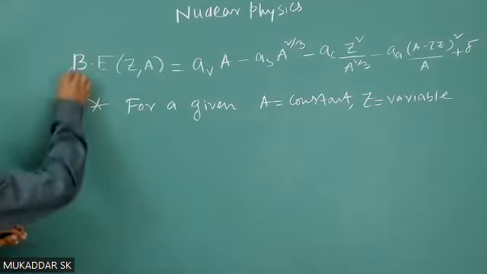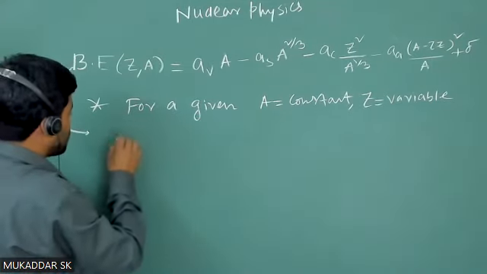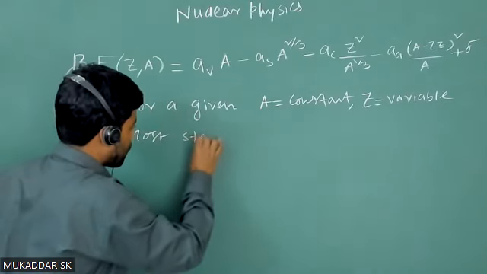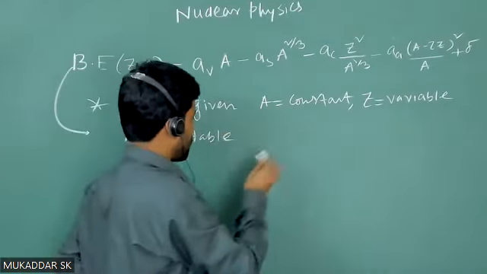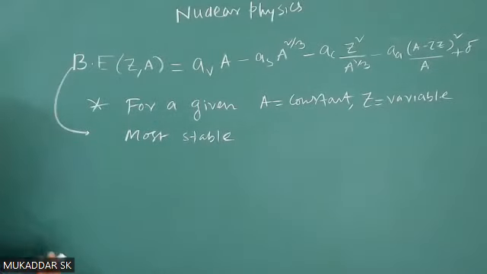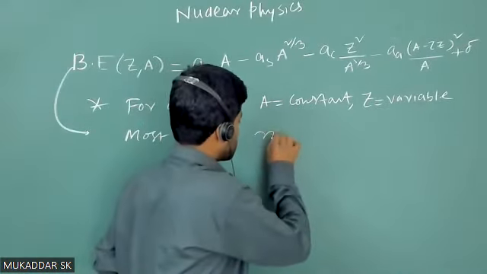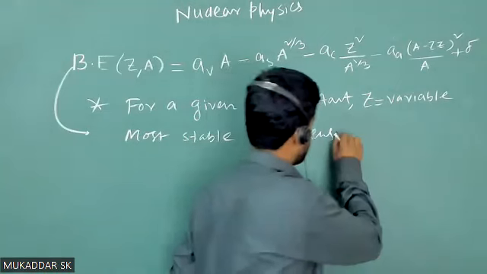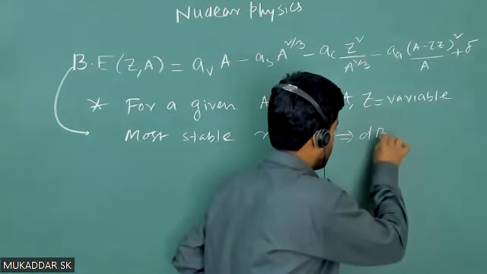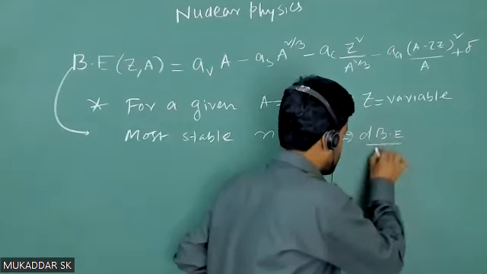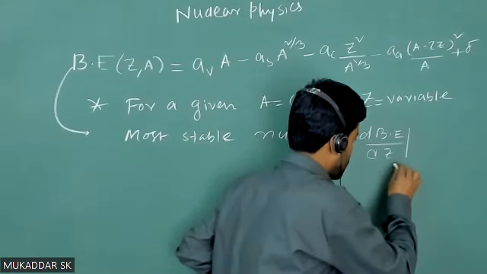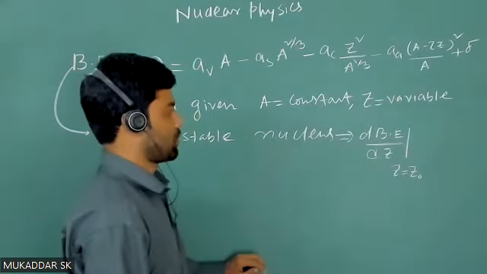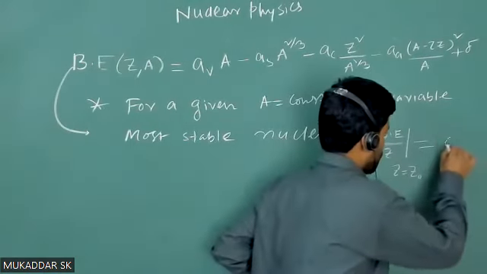Okay, so I can write for a given isobaric family, the most stable nucleus will correspond to del BE by del Z. And I'm taking that the atomic number of the most stable nucleus is Z0. So that will be 0.